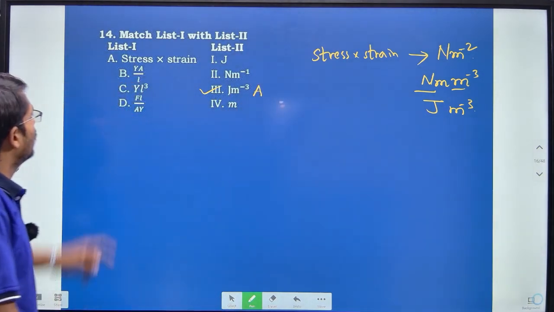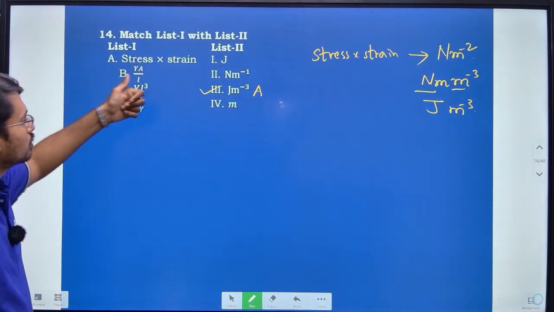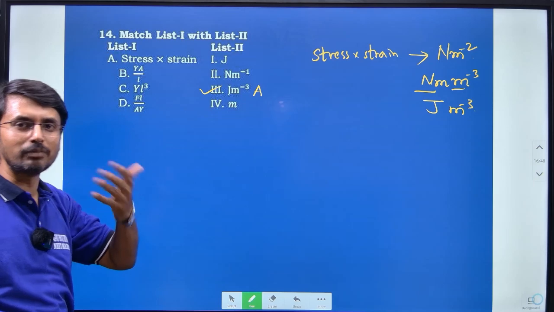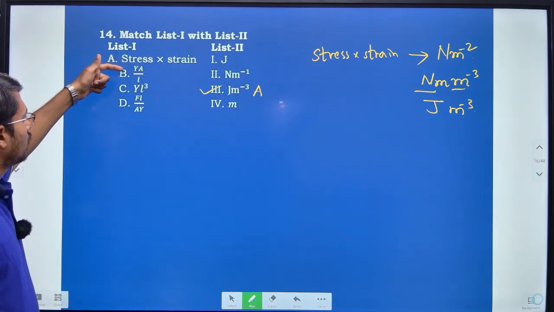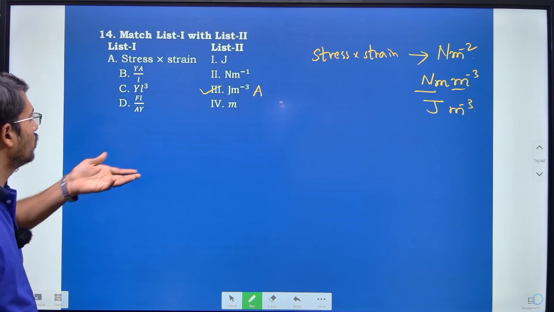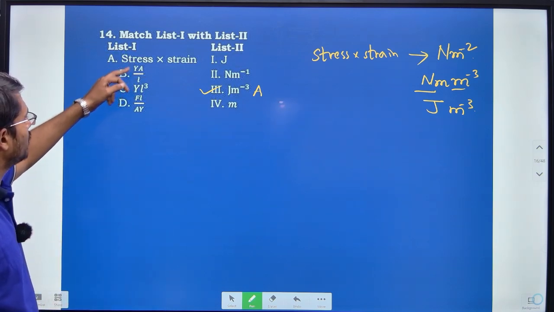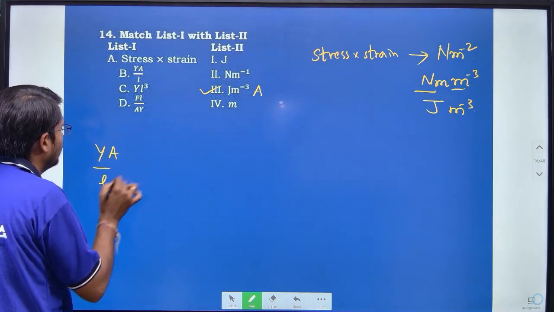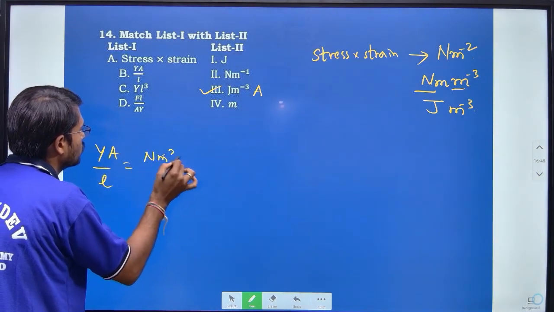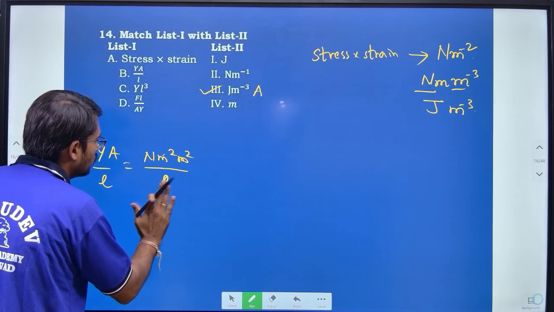The next is Y into A into L. What is Y? Y is Young's modulus. Young's modulus has the same dimension as stress, that is force per unit area, so we can take it as Newton per meter square, multiplied by area divided by L. So I can write this as YA divided by L, that is Newton per meter square divided by L is again, what is that?